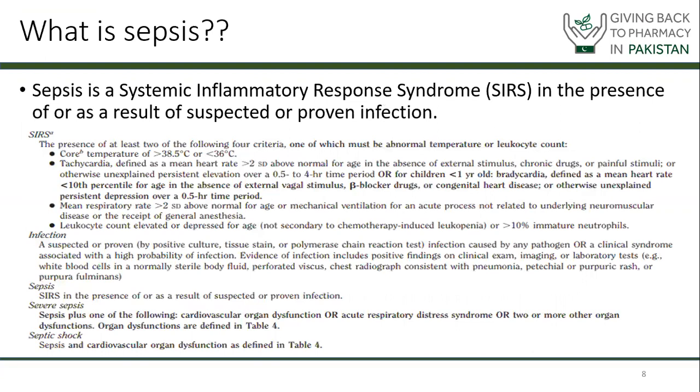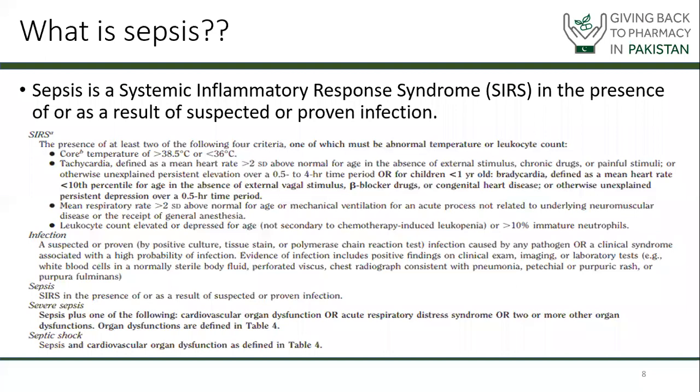So what is SIRS? SIRS is systemic inflammatory response syndrome, and it is the presence of at least two of the following four categories, out of which one should be abnormal temperature or leukocyte count. So if a pediatric patient presents in the ICU setting with hyperthermia or hypothermia, if the temperature is greater than 38.5 or less than 36 degrees centigrade, and if the patient is tachycardic, in neonates bradycardia is also observed, and the patient has a mean respiratory rate greater than two times that of normal, and leukocyte counts are depressed or elevated, then in these cases we consider it SIRS.